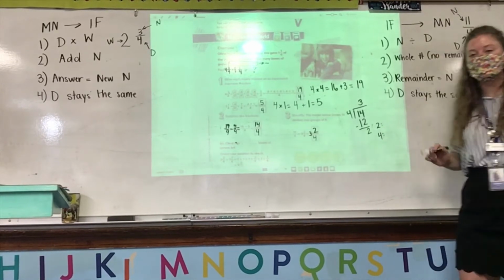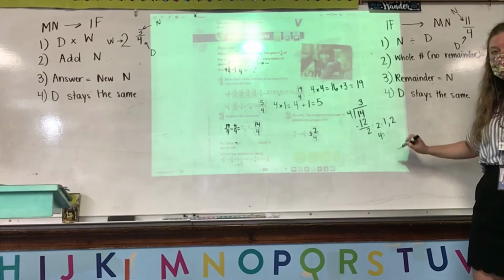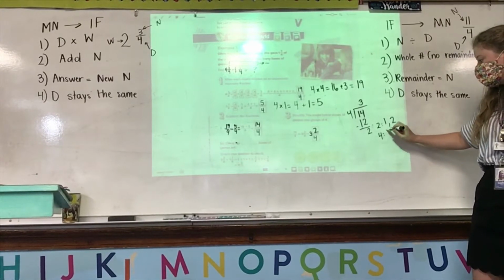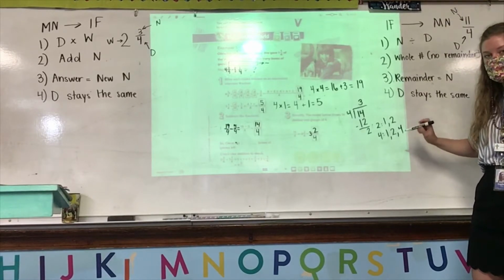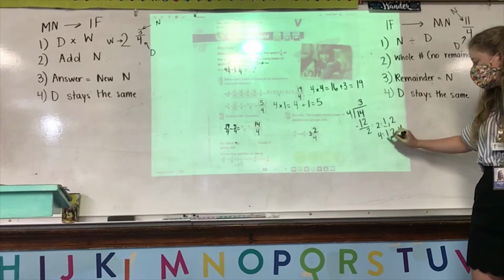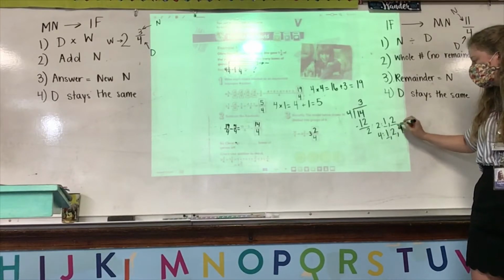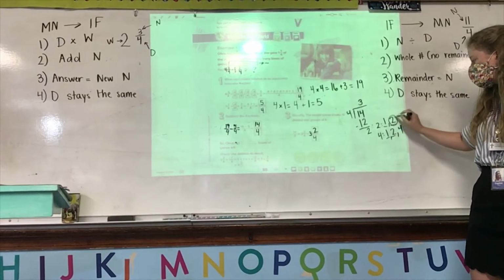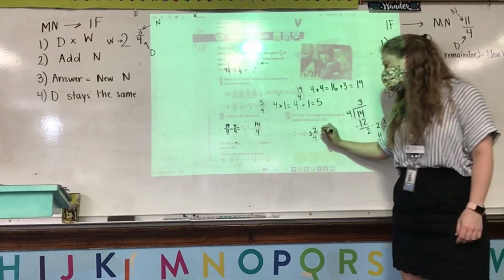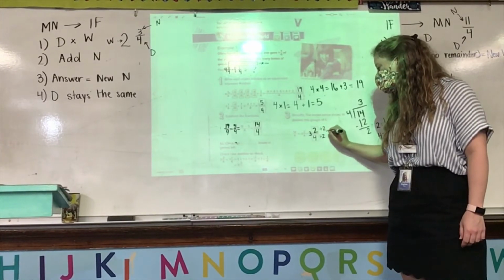Factors of 2, 1 and 2. Factors of 4, 1, 2, and 4. Common factors, 1 and 2. Greatest common factor, 2. So, we divide the numerator and the denominator, each by 2.